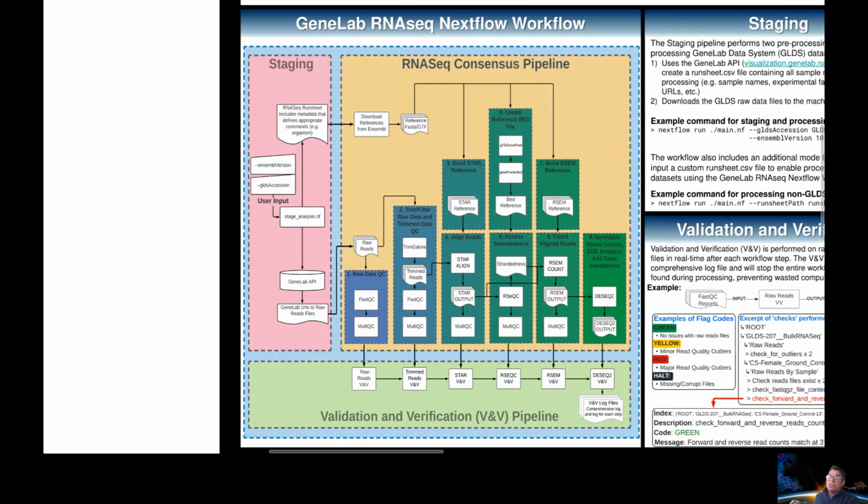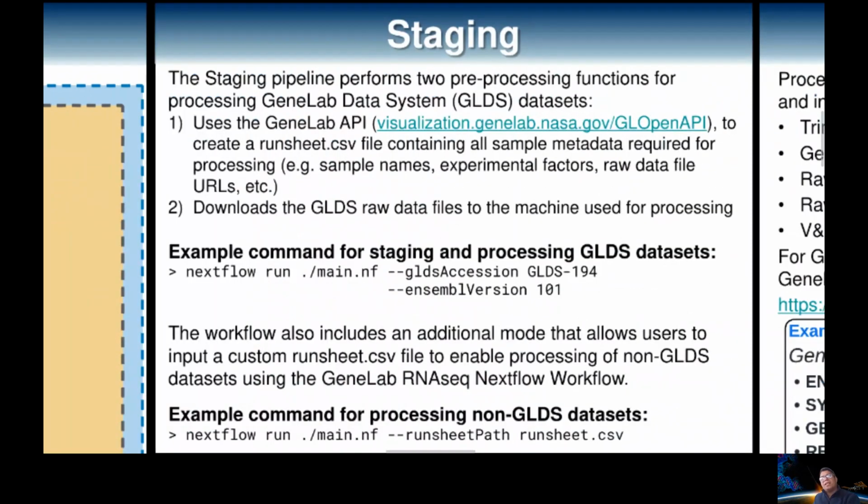I'll also be covering the two associated pipelines, staging and V&V, that work together with the core processing pipeline. Staging is going to be the pipeline that performs the setup before you actually get into processing. It includes two different routes for using the workflow. The first one is fully automated processing for GeneLab datasets in particular, where you just have to provide the accession ID as well as a reference Ensembl version that you'd like to use, as well as a route where you can supply a manually created CSV file for usage in processing non-GeneLab datasets.